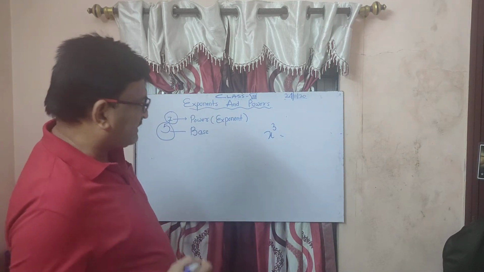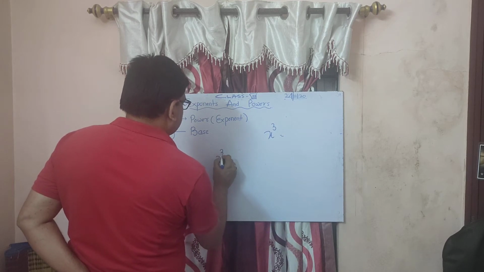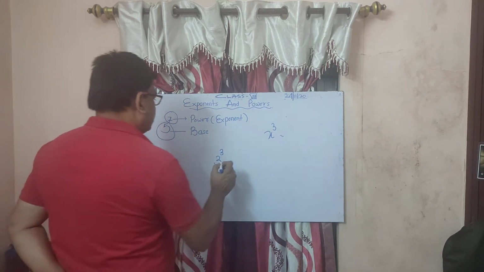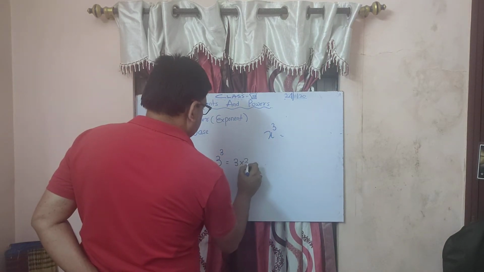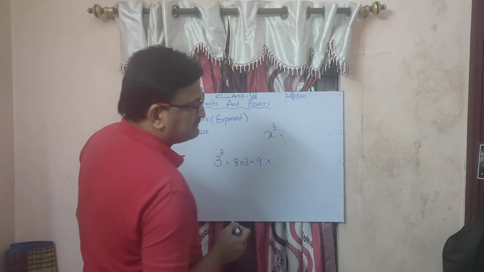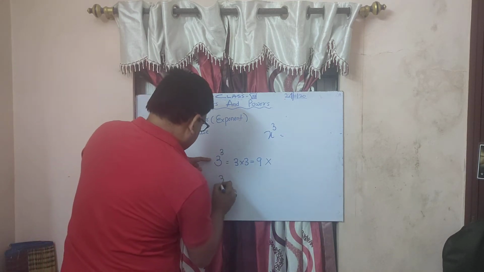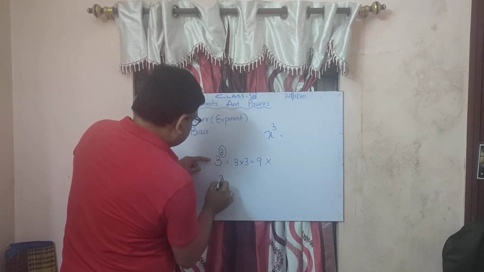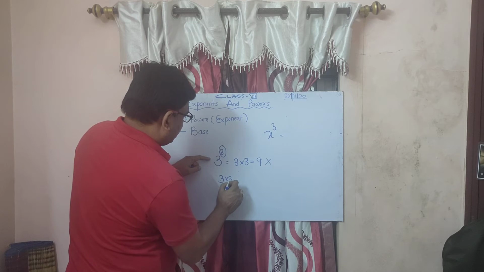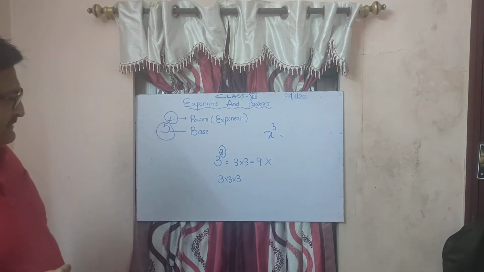And always remember, sometimes the confusion is, for example, 3 to the power 3. Sometimes you just multiply 3 into 3, so that is 9. But it is wrong. First write the base and check how many times this number has to be multiplied. So this is 3, it means 3 is multiplied 3 times.